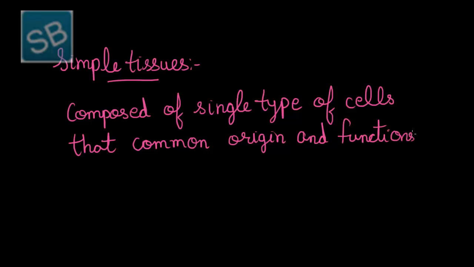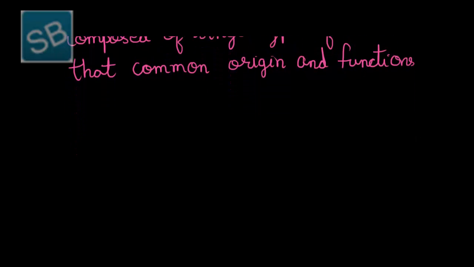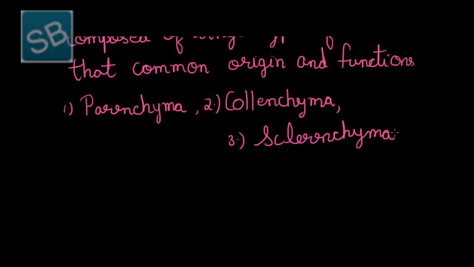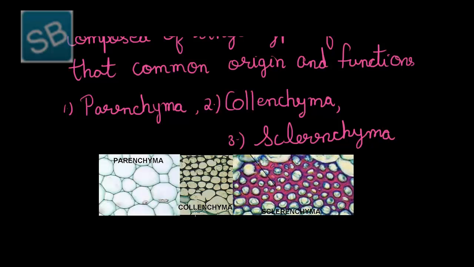Now simple permanent tissue are also of three types. First, parenchyma. Second, collenchyma. And third, sclerenchyma. This figure depicts the structure of simple tissues: parenchyma, collenchyma, and sclerenchyma. Now let us understand each of these tissue in brief.